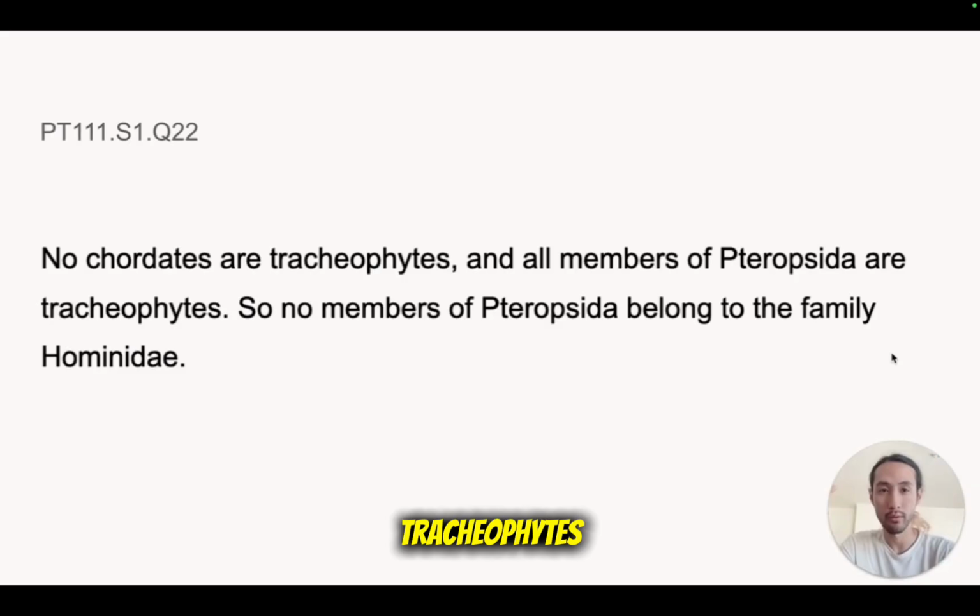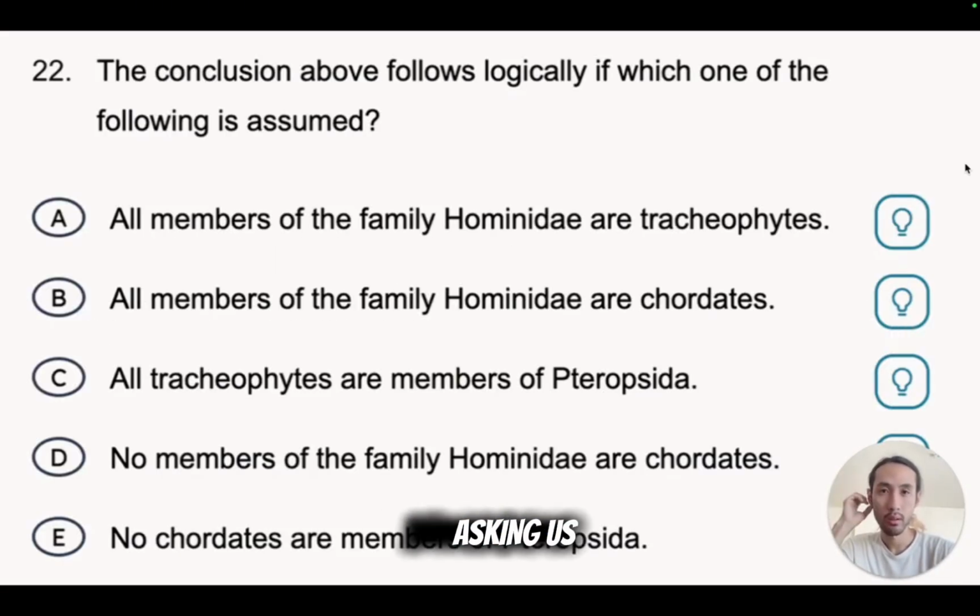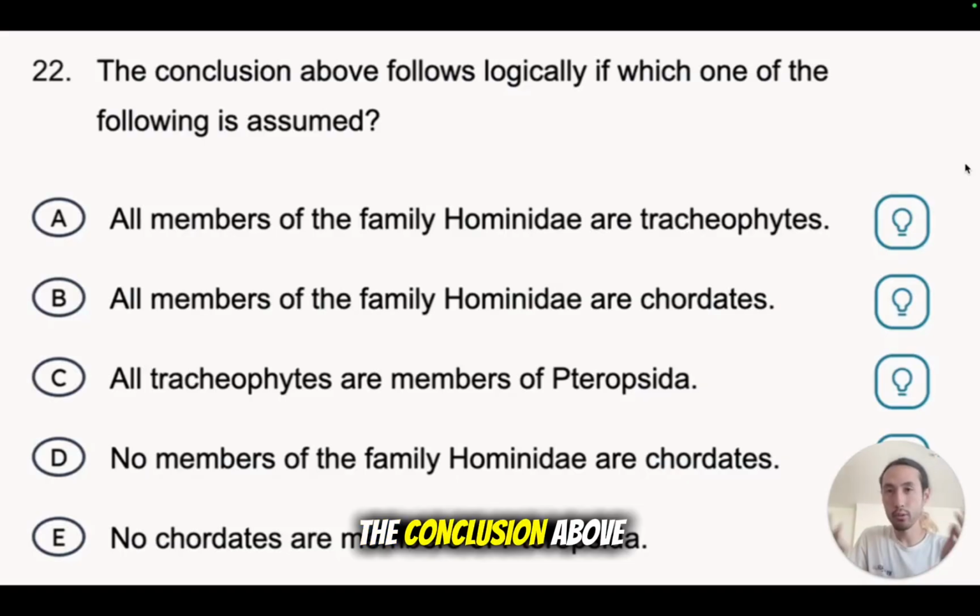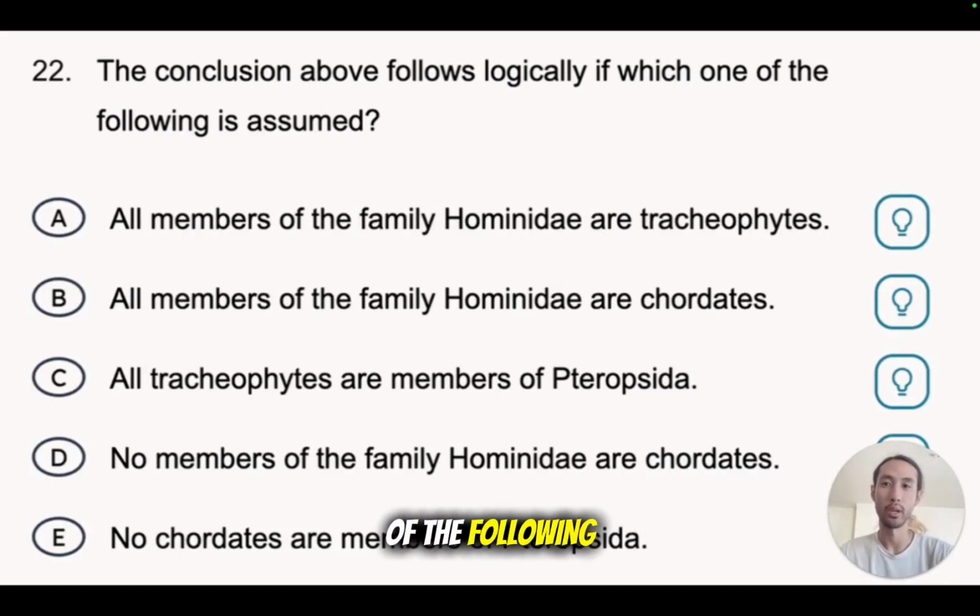No chordates are tracheophytes, and all members of Pteropsida are tracheophytes. So no members of Pteropsida belong to the family Hominidae. It's asking us to make a sufficient assumption. The conclusion above follows logically if which one of the following is assumed.